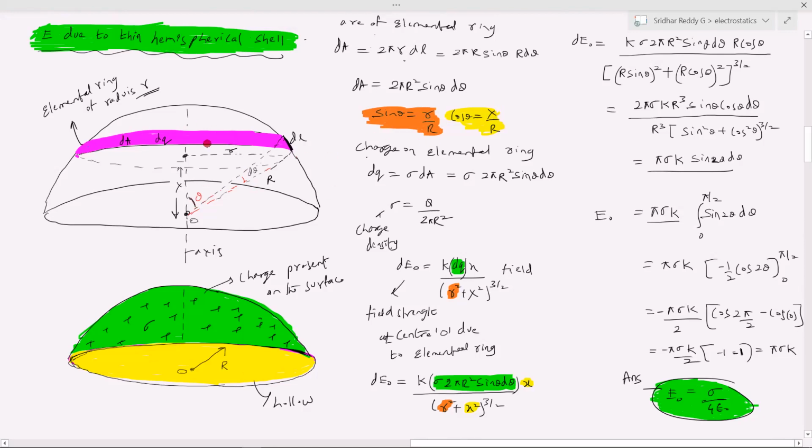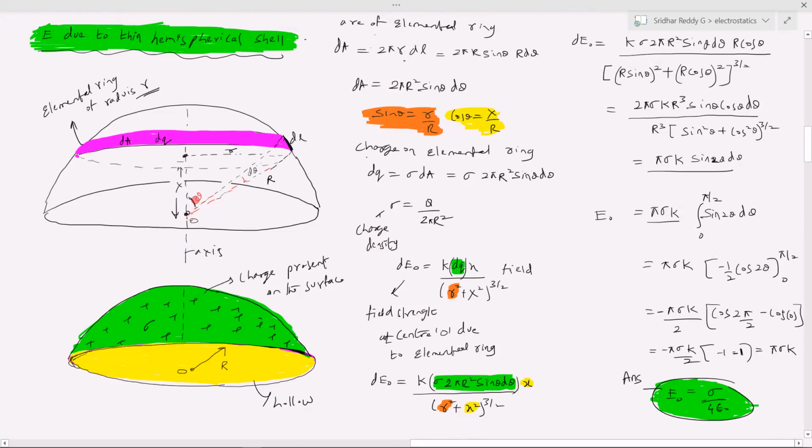Charge on elemental ring: dq is equal to sigma into dA. We already brought dA, the expression 2 pi R square sine theta d theta, and you substitute that here. Now the charge on the elemental ring is found. What is the electric field strength at point O? The vertical line passing through the center of the hemispherical shell will become an axis.